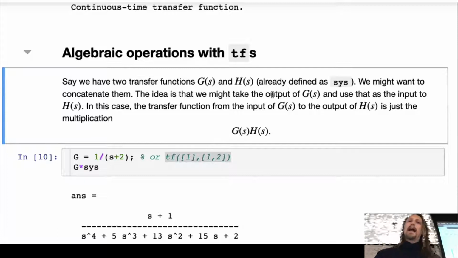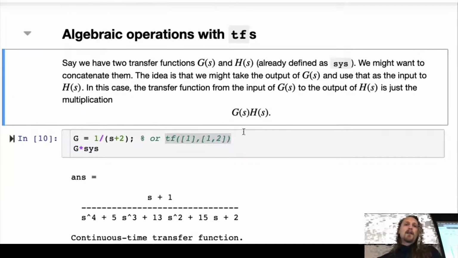The idea is that we might take the output of system G and use it as the input to H. If the output of G becomes the input of H, then the transfer function from the input of G to the output of H is just G times H. There's a system represented by transfer function G that takes an input and has an output, and we feed that output right into the system with transfer function H, and then we take the output of H. So if you want to know the transfer function from the input of G to the output of H, you just multiply G and H together.